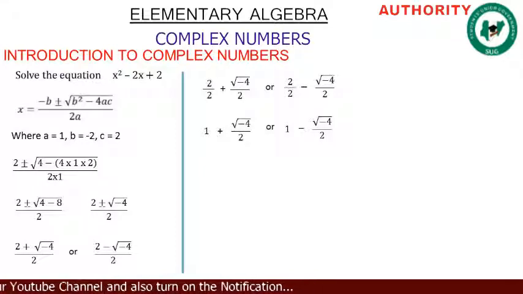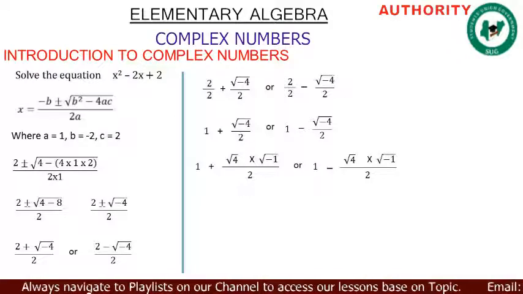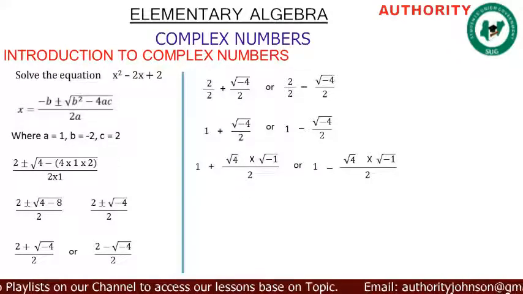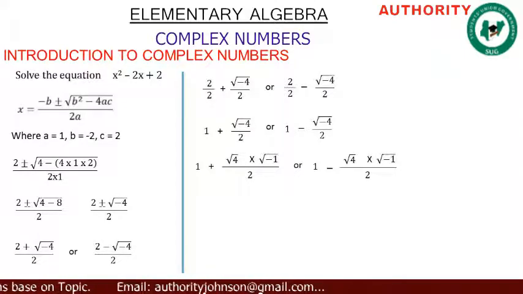So in this case, we try to find the square root of minus 4, and we discover that, wow, it's not possible. So what are we going to do? In the law of surds, we can split this square root of minus 4 into 2. Doing so, we have 1 plus square root of 4 times square root of minus 1, all over 2. Square root of 4 times square root of minus 1 gives us square root of minus 4. On the other side we do the same: 1 minus square root of 4 times square root of minus 1 all over 2.